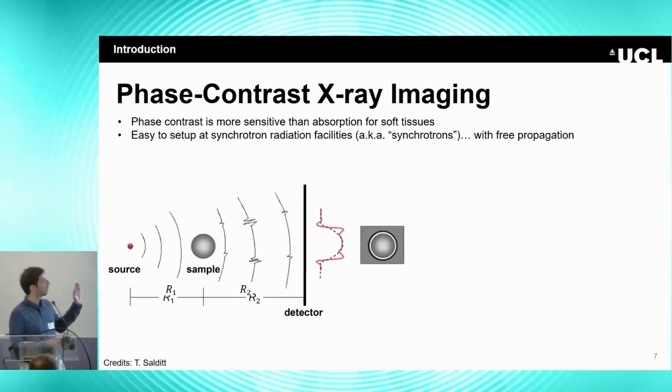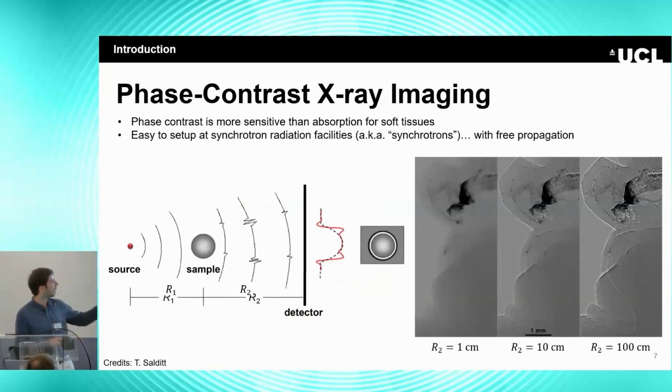In order to get the phase contrast signal, we just shift the detector away and use what's called free propagation. Depending on the distance, if we increase the distance, we will get good edges, and we will be sensitive to this phase contrast.